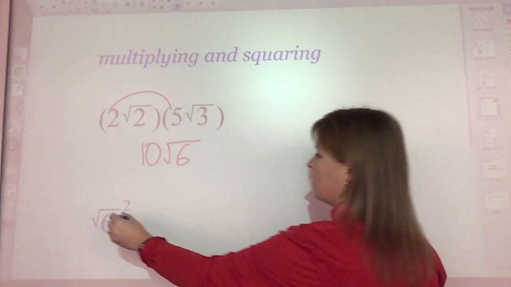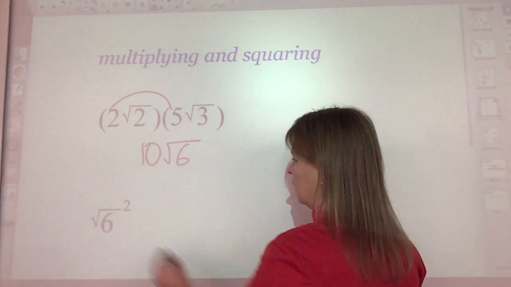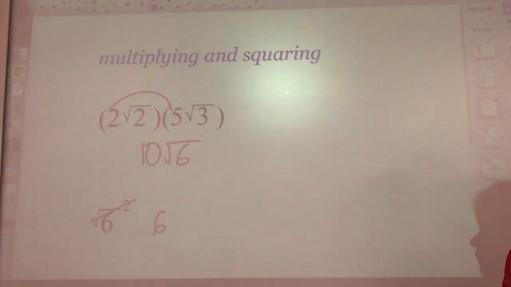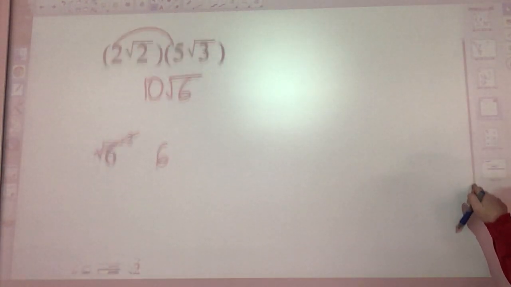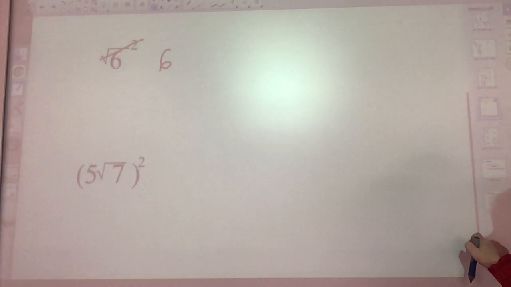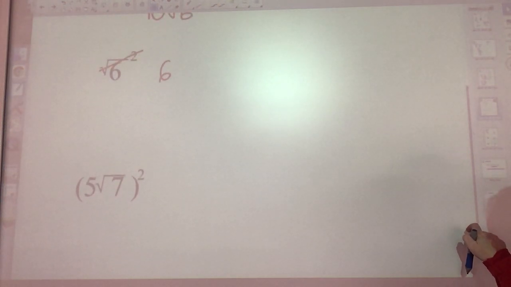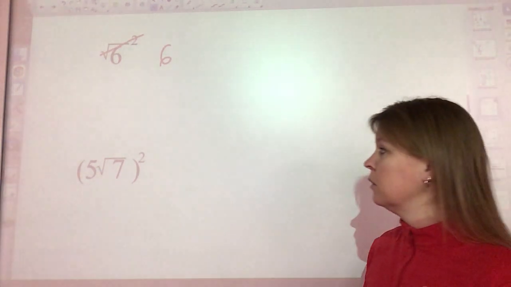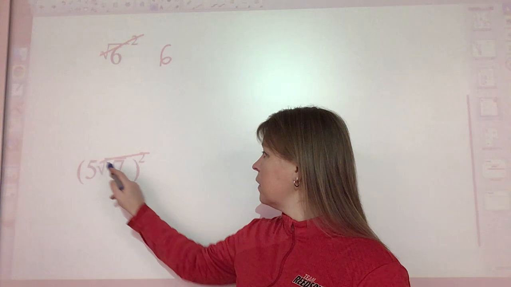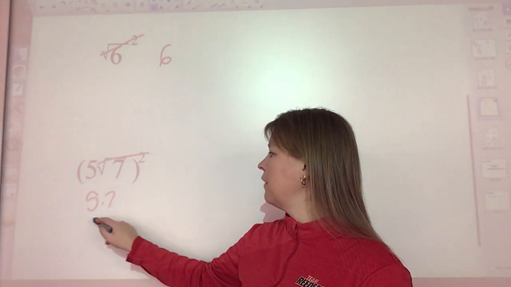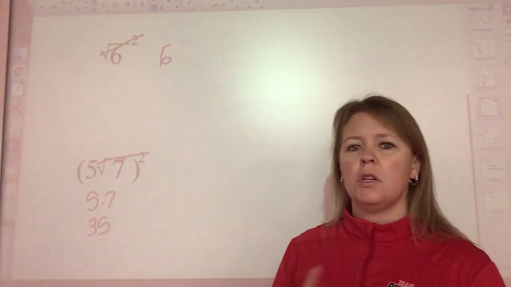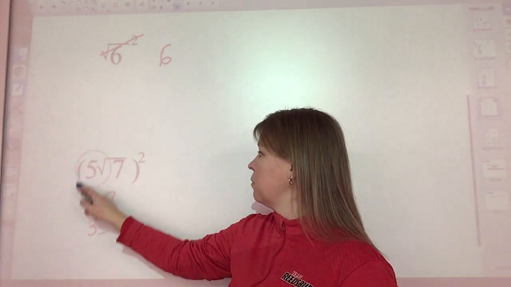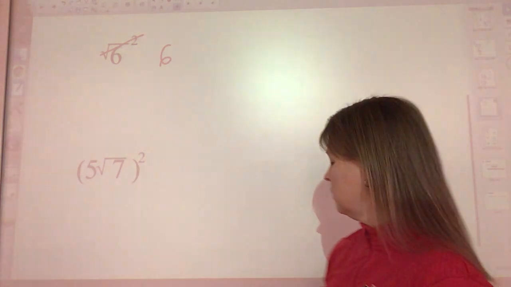We already know that the square root of 6 squared is 6. But what happens with 5 square root of 7 squared? You want me to show you what not to do? I can show you what not to do. Don't do this. Oh, a square cancels a square root and you get 5 times 7 is 35. Don't do that. Yes, a square cancels a square root, but there's more happening there than a square root.